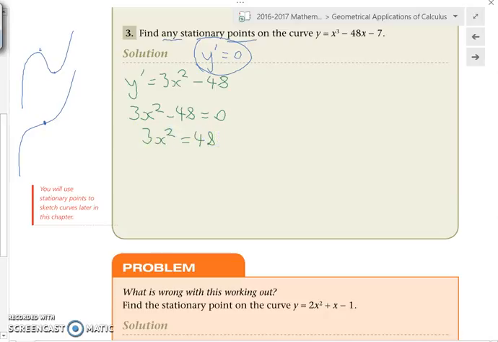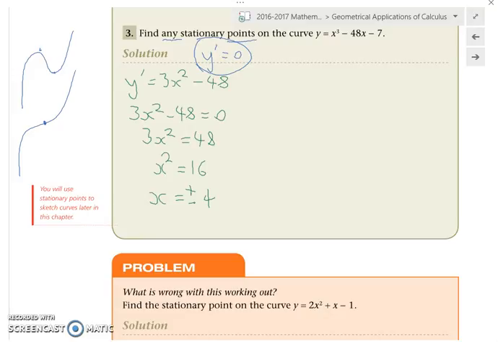Cool. 16. Yeah. Help him out. Thank you. x can be plus or minus 4. That's excellent. We've now got stationary points at x equals plus 4, x equals minus 4.